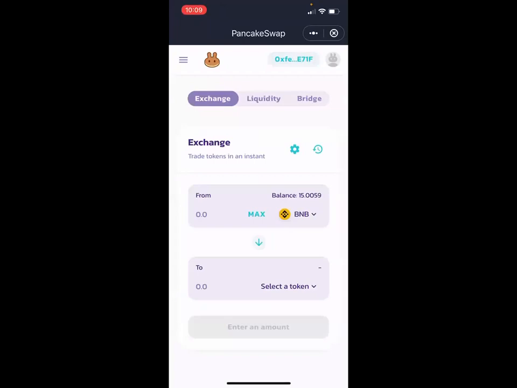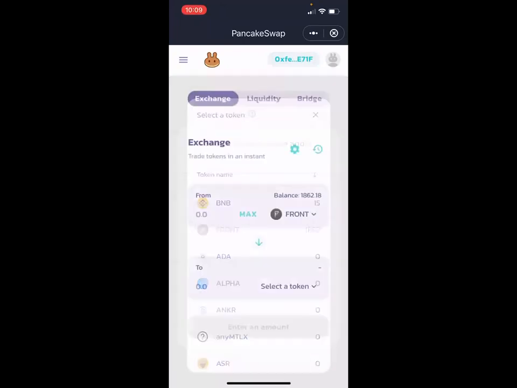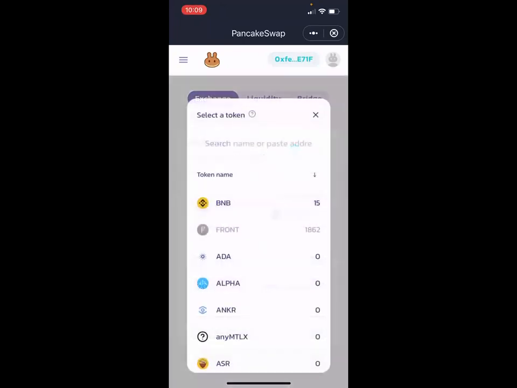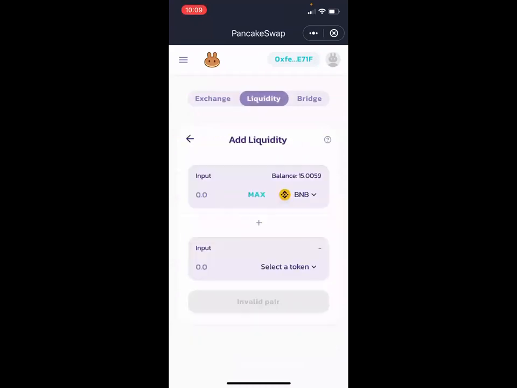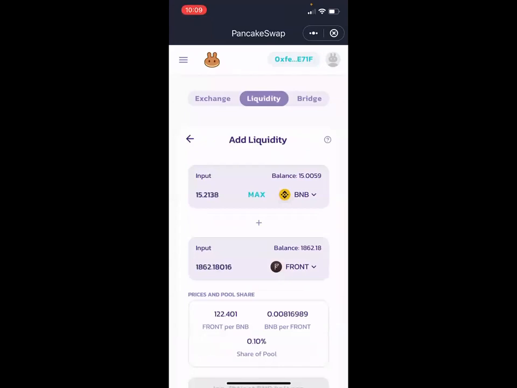So let's do exchange, right? Let's go to the Front that I have. Let's go to BNB, get a little bit more of it. But first, let me make sure how much do I actually have. So I have 1862 total, and then that would mean I need 0.2 more of BNB. But remember, you guys got to keep at least always 0.2 BNB on you, which is about 30-40 bucks.